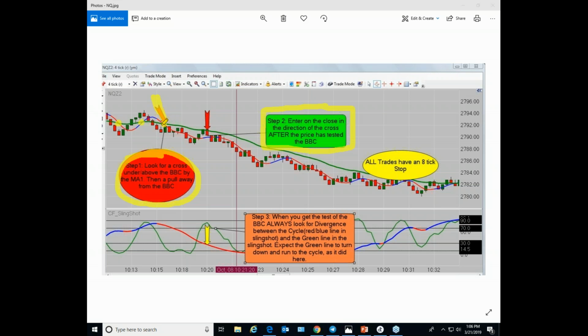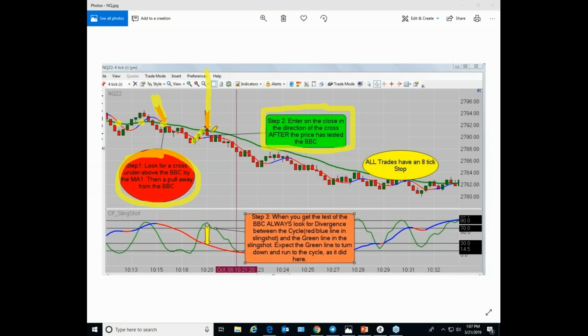Here's what we expect to happen after the cross. Here's the normal thing. After the cross, we expect at some point the market to gravitate toward, challenge, or touch, ideally touch, the BBC, which is that green line. Not only are we looking for the touch, but we're looking for the close in the direction of the trend. We identified the trend as being bearish, set by the MA1 crossing the BBC, and the MA1 is red, so we're looking for a red candle.